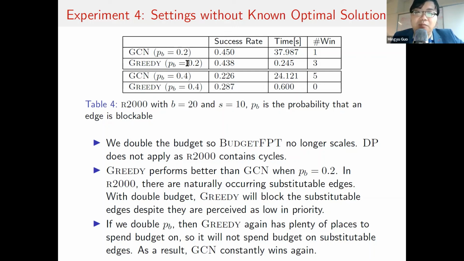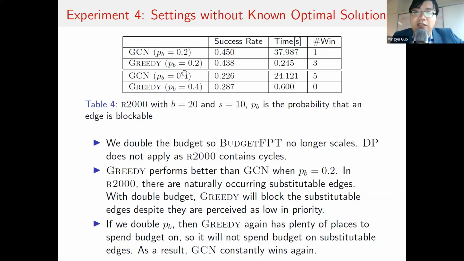And then when it's 20% blockable, the success rate of GCN is actually worse than greedy. And then after looking into the result, we figured that's because the good edges are very rare, because the chance of an edge being blockable is smaller. So the block-worthy edges are relatively rare, which means that even though greedy is unwilling to pick substitutable edges, at the end of the day, they still pick those, because the budget is 20, so we can pick 20 edges.